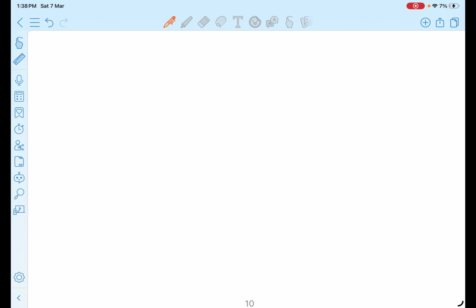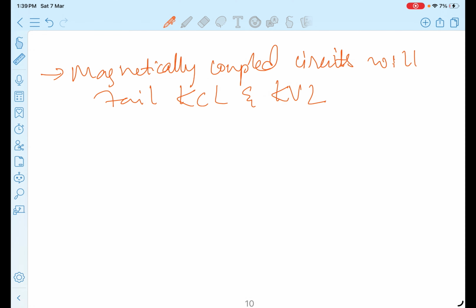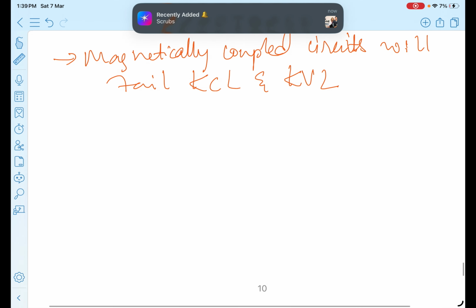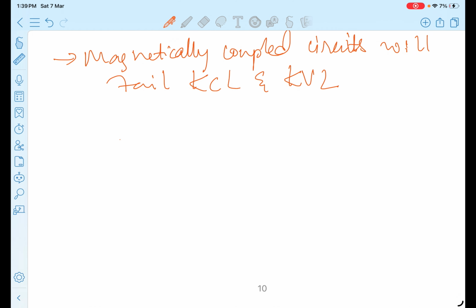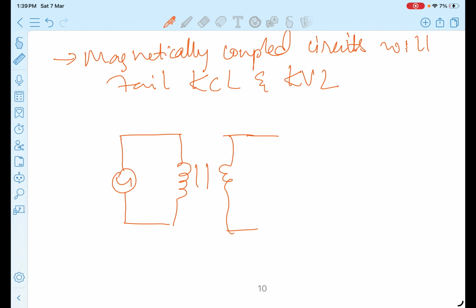Now, in the beginning we discussed what happens if a transformer is connected into the circuit, whether KCL and KVL are still applicable, that we will understand. In magnetic circuits, where magnetically coupled circuits are there, KCL and KVL will fail. We will understand how it will fail. For example, now you are connecting an AC voltage source to a transformer, and then you are connecting a resistor and inductor.